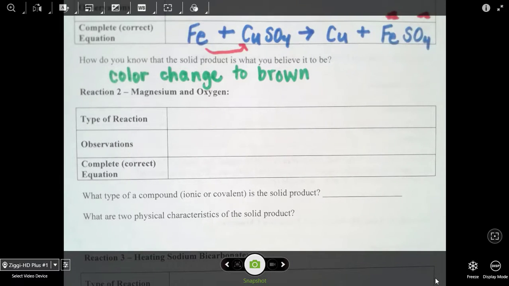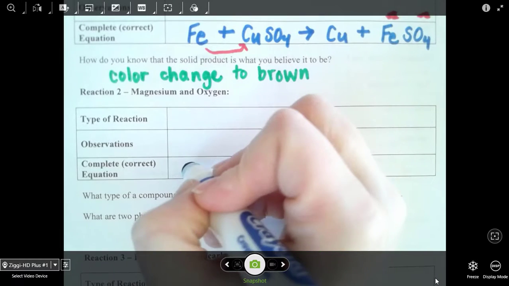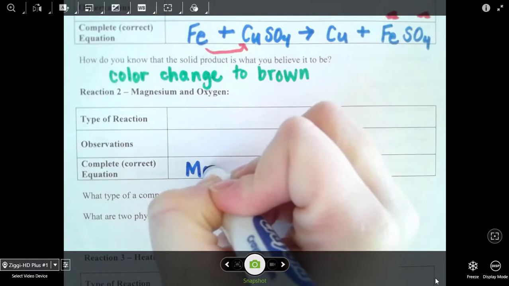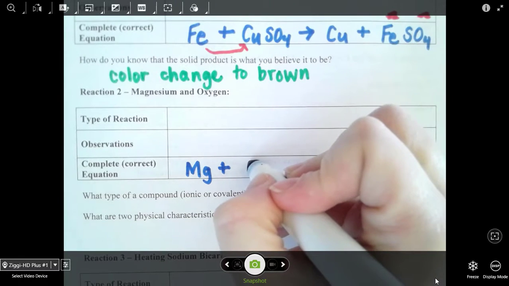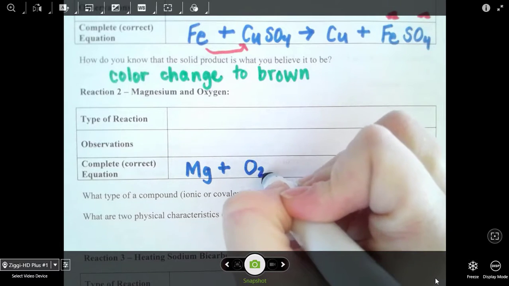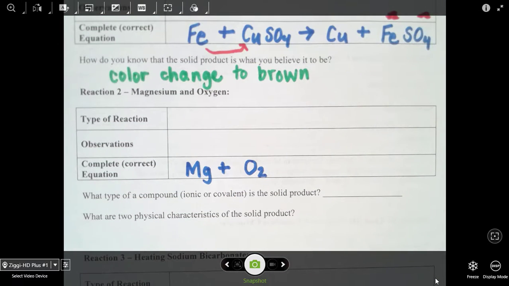So, magnesium and oxygen. Before we decide what type of reaction this is, let's write down the reactants. What do you write down for magnesium? Plus O2. How do you know it's O2 and not just O? Oxygen is diatomic, so it has to be O2 when it's by itself.